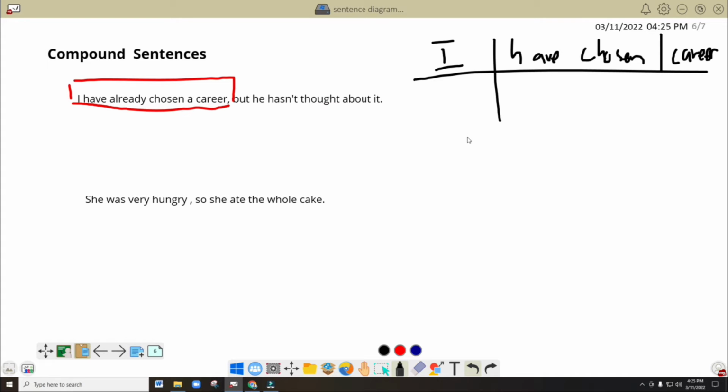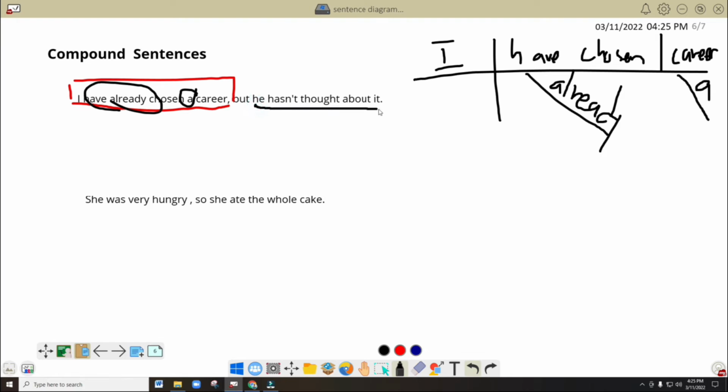Now, do we need an adjective in here? Do we need a diagonal line here? Not at all, because there's no word that describes I here. But how about with the words have chosen? Do we need an adverb in here? Yes, we need an adverb because we have here already. So we have to put here already. How about for a career? So we got the article a in here for generalization. So this is the first one, and this is how it will look. Really simple, right?